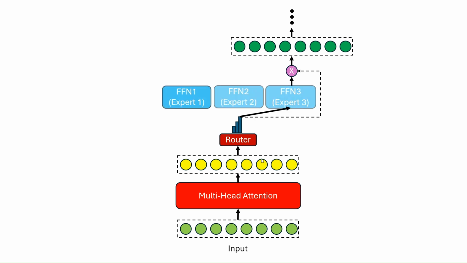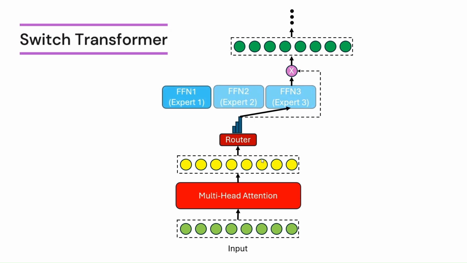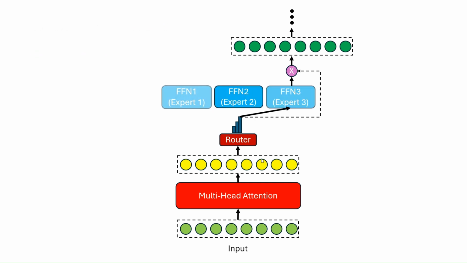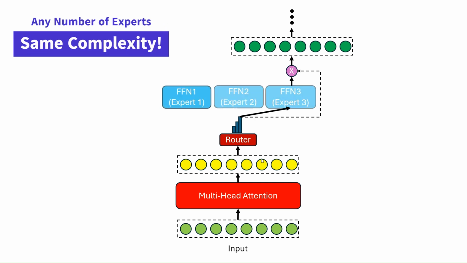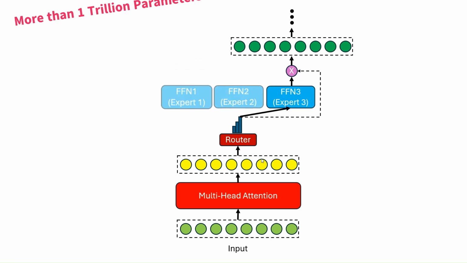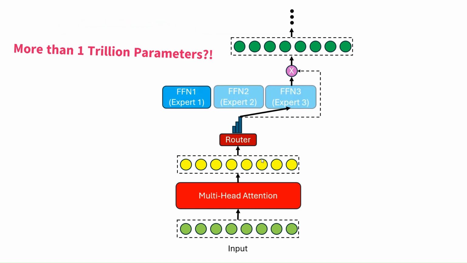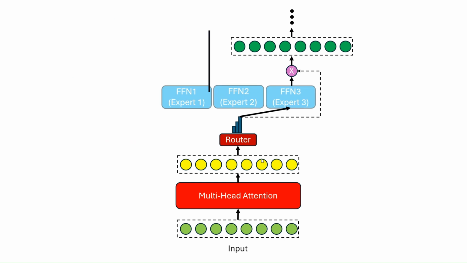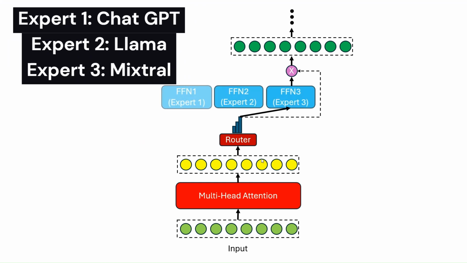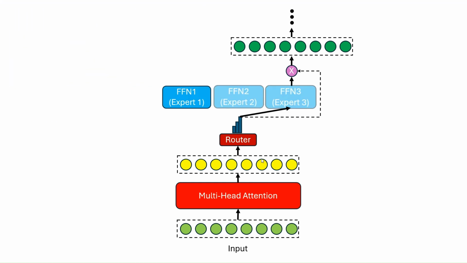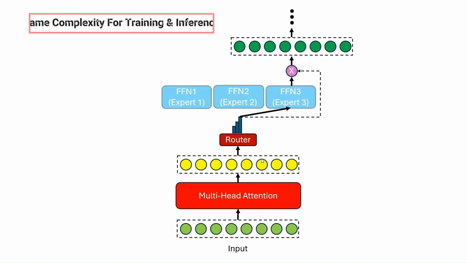In this video, we explain the concept of switch transformers. Using these transformers, you can scale up your deep learning model by any arbitrary number of experts while keeping the model's complexity constant. For example, you can build a model with a huge number of parameters yet keeping the model's complexity low. Each of these experts can be a different large language model like ChatGPT, Llama, or others. Hence, you can benefit from all of them without increasing your training or inference time.